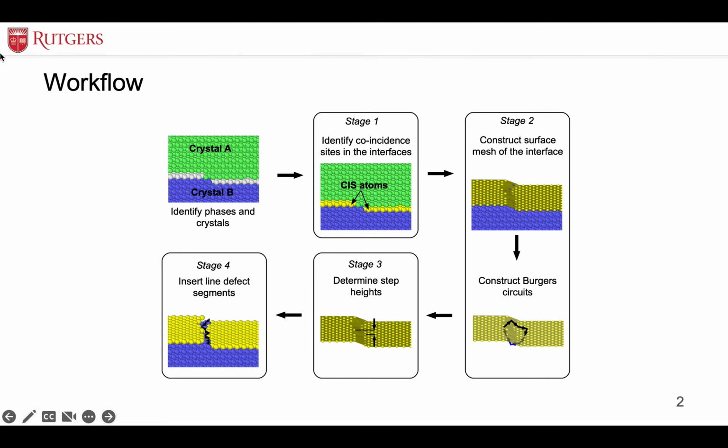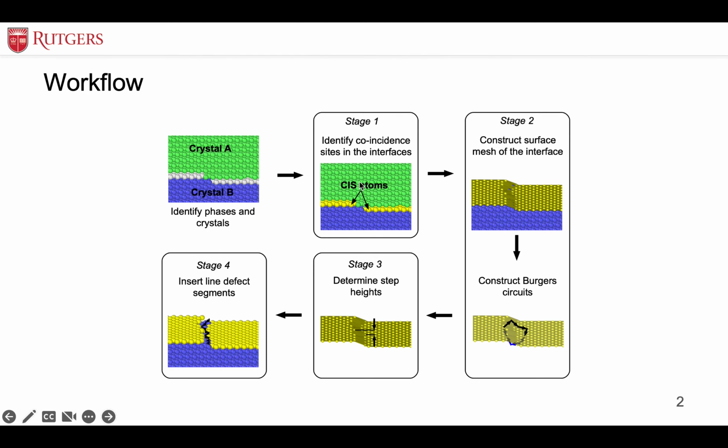But just to give a primer here, before we do anything inside of ILDA, we have to first identify the phases and the crystals. And I'll show how we accomplish that using polyhedral template matching and grain segmentation. I'll show how to do that. Then inside of ILDA, the first step is that ILDA has to find coincident site atoms, or CIS atoms. So these are atoms, you can see here shown in yellow, which simultaneously are part of both crystals. So the backbone of ILDA is based on identifying and using these CIS atoms.